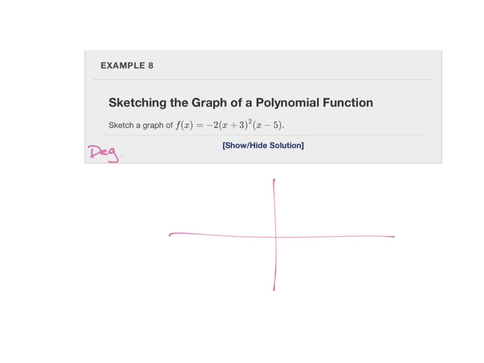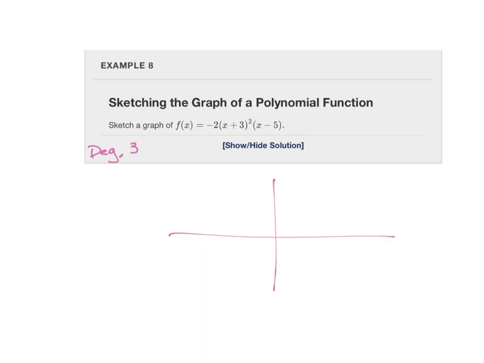3. How do you know? Because there's 3 x's. You got x squared plus another one, right? So your degree here is going to be 3. What does that mean about your tails? If it's odd, they go down and up, right? One way or the other, they're going to be in opposite directions.